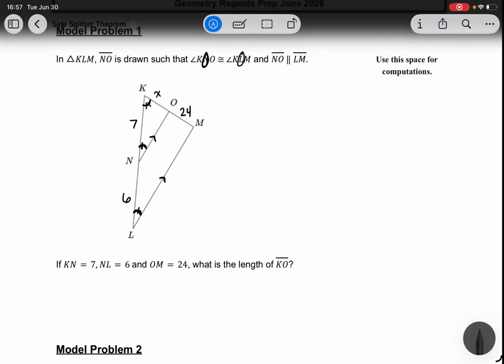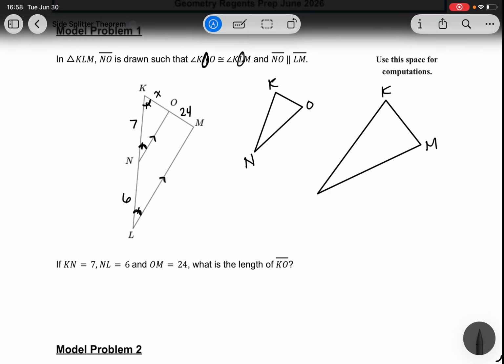Now we're going to separate this into two triangles. We're going to have our small triangle, and then we're going to have our larger triangle. And then from there we can set up our proportion and determine what the length of KO is. So let's label our small one. We have K at the top, O on the right, and N on the bottom left. Large one, K at the top, M on the bottom right, L on the bottom left.